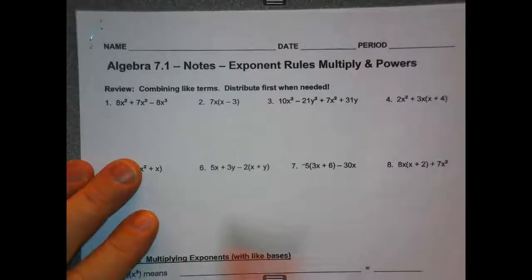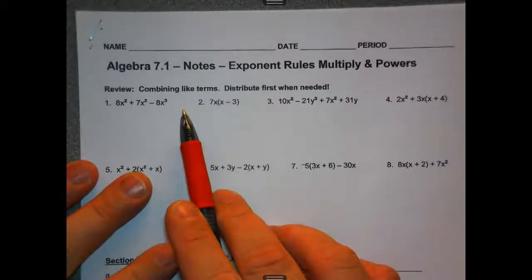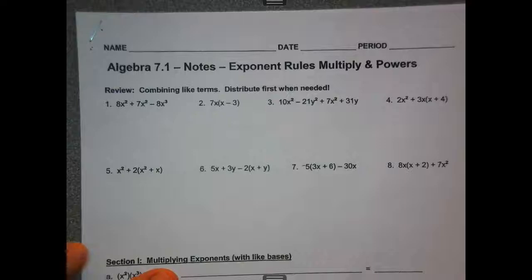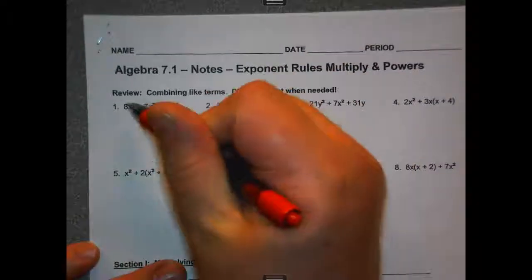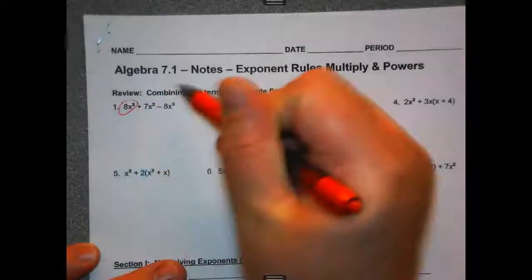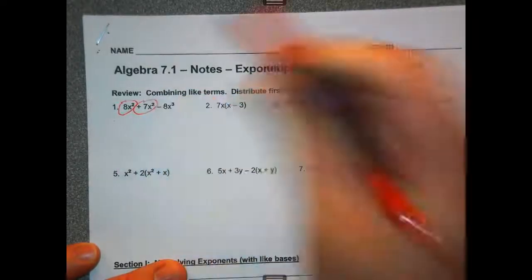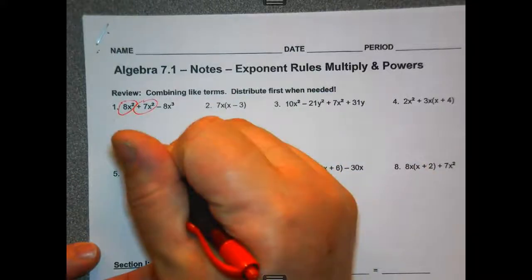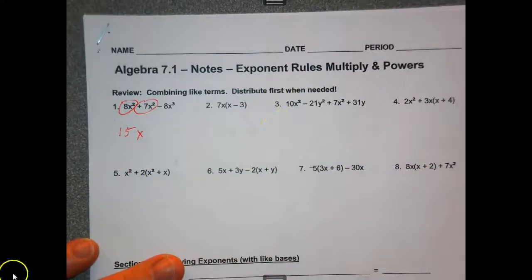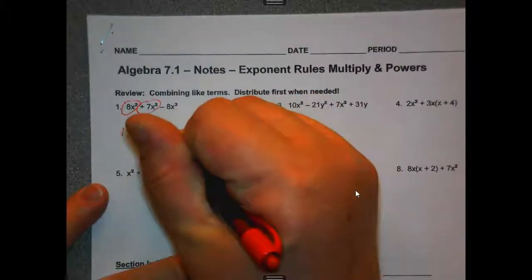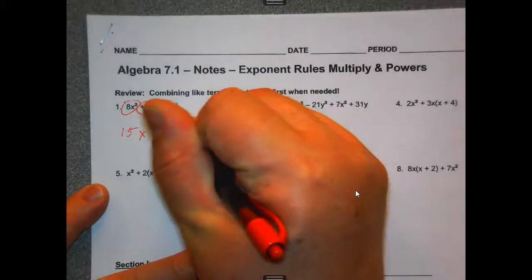But the review is about combining like terms. Sometimes you have to distribute. All right, number one. I do have some like terms here of 8x squared and 7x squared equals 15x squared. Yes, ma'am. Okay, 15x squared. And then I have the minus.